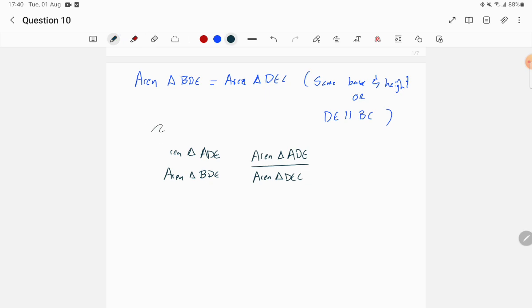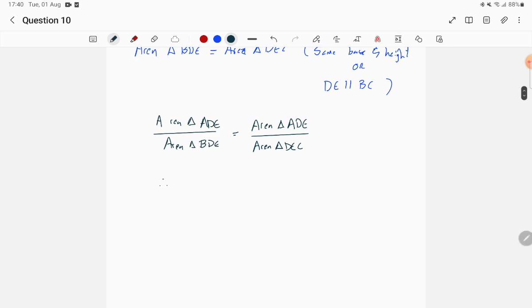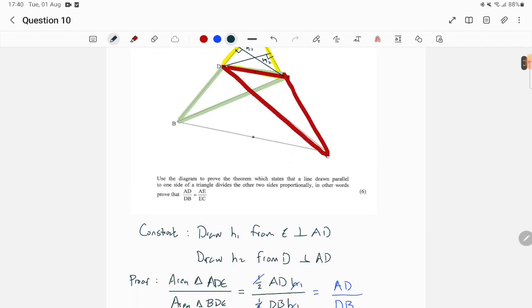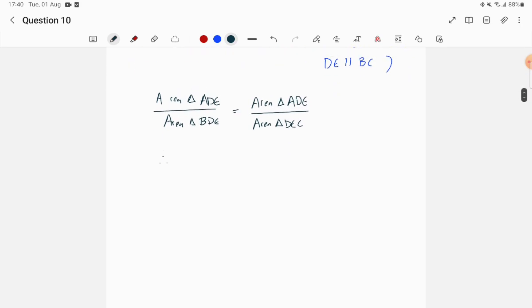So therefore, we can conclude that the area of ADE over the area of BDE is equal to the area of ADE over area of DEC. And if we take our ratios from what we concluded, therefore we can prove what we wanted to prove: AD over DB is equal to AE over EC. And that is exactly what we have here.